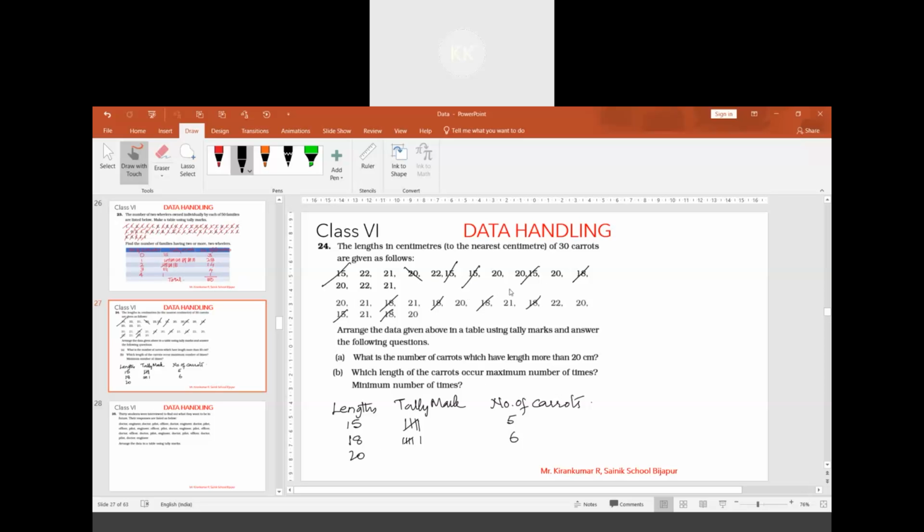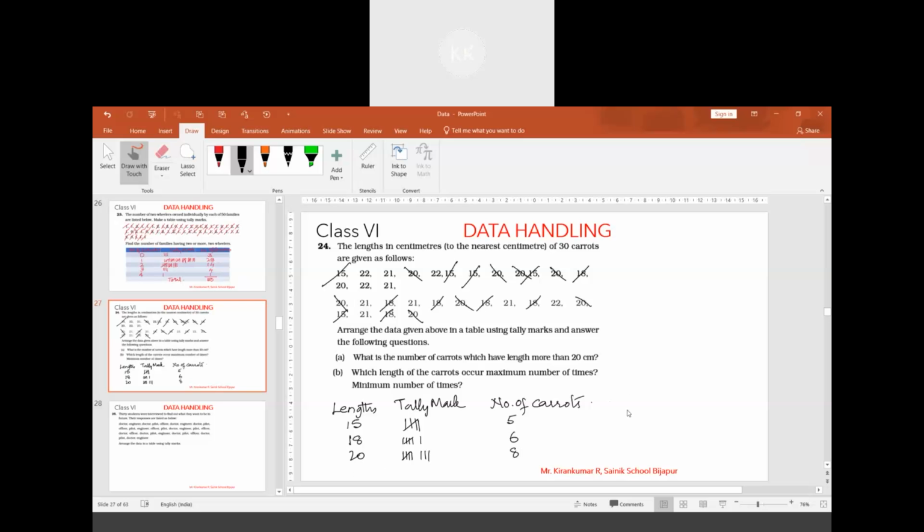20 centimeter: 1, 2, 3, 4, 5, 6, 7, 8 are there. So 8 are there, and I have to mention 8.